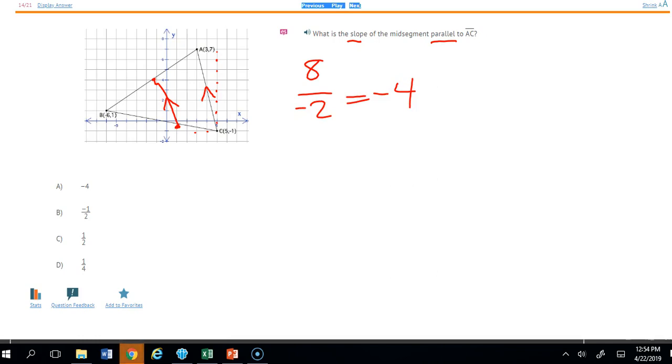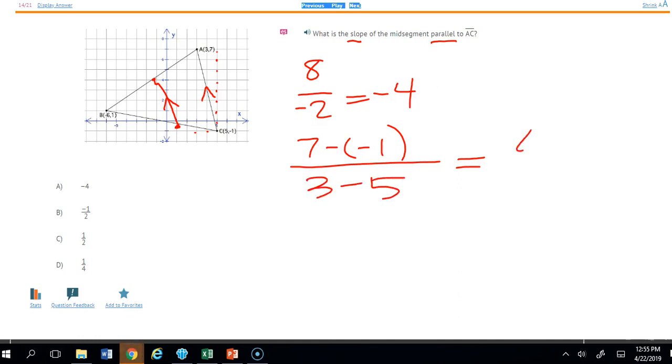We could also do this mathematically. So 7 minus negative 1 over 5 minus 3. Wait, I flipped it. I've got to keep them in the same order, my bad. So I'm going to do 3 minus 5 like that. That's again going to be 8 over -2, which still gives us -4. So whether you use the slope formula or you just count it, either way your answer is going to be -4.